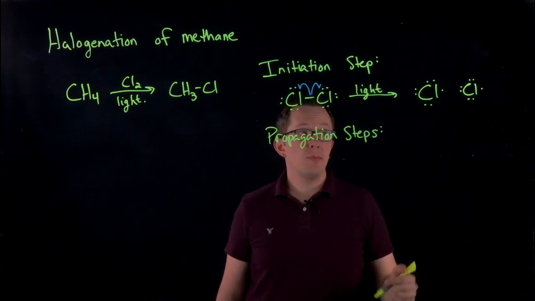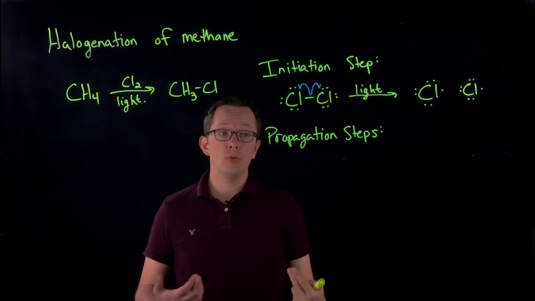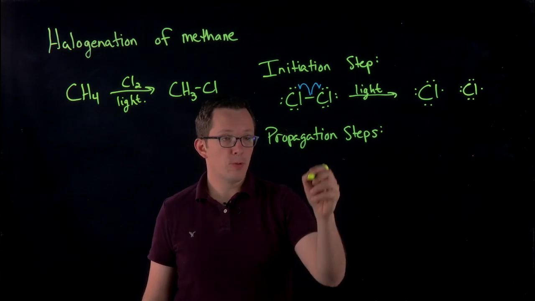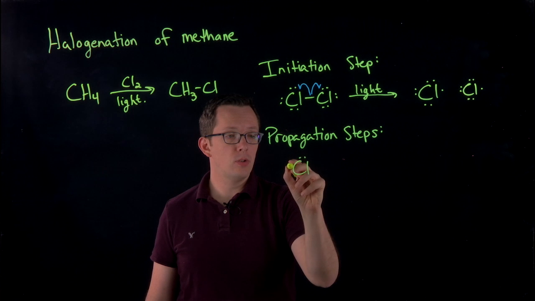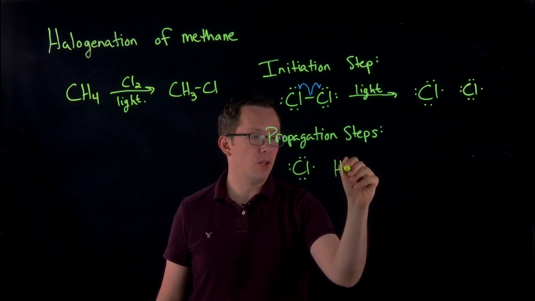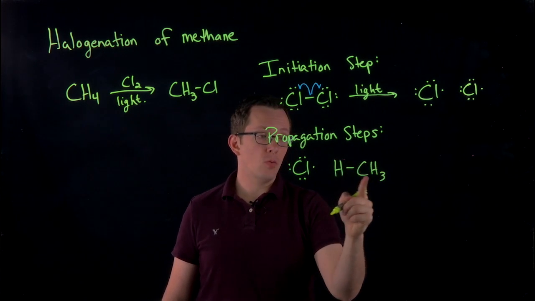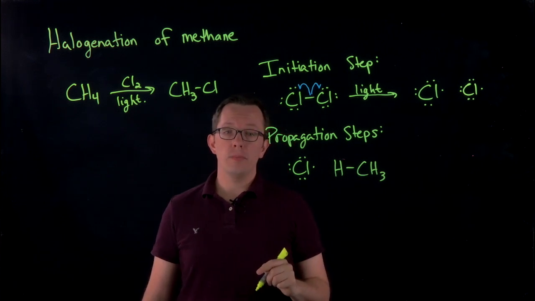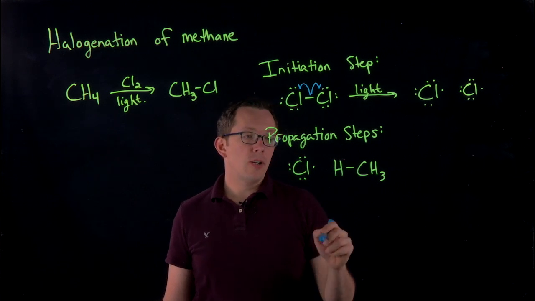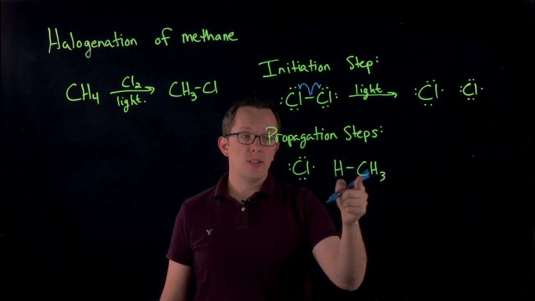So in the propagation steps, we take a radical that we just generated, and we're going to convert it into a new radical. Okay? So the first propagation step we're going to do, we're going to start with our newly generated chlorine radical, and we're going to have that react with our methane molecule. And I'll just draw out one of the carbon-hydrogen bonds here. Okay? And in this first step, our chlorine radical is going to react, and it's going to cause a homolytic cleavage of the CH bond.